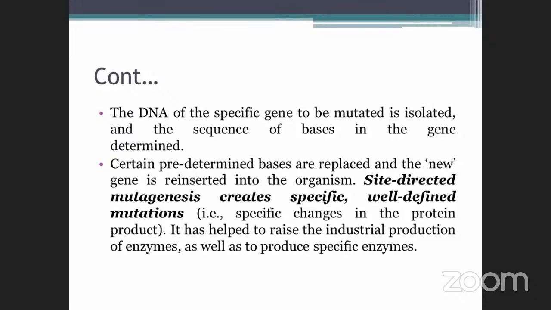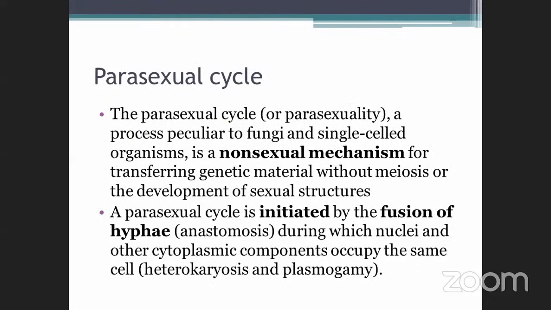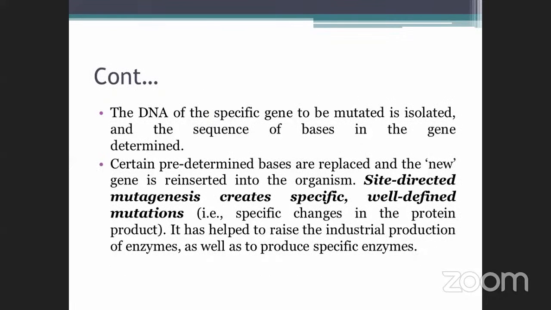Okay, so sometimes certain predetermined bases are replaced and the new gene is reinserted into the organism. Site-directed mutagenesis creates a specific, well-defined mutation, giving a specific change in the protein product. It helps in the industrial production of enzymes as well as in producing specific enzymes. Take the example of insulin. Nowadays fast acting insulin is available.